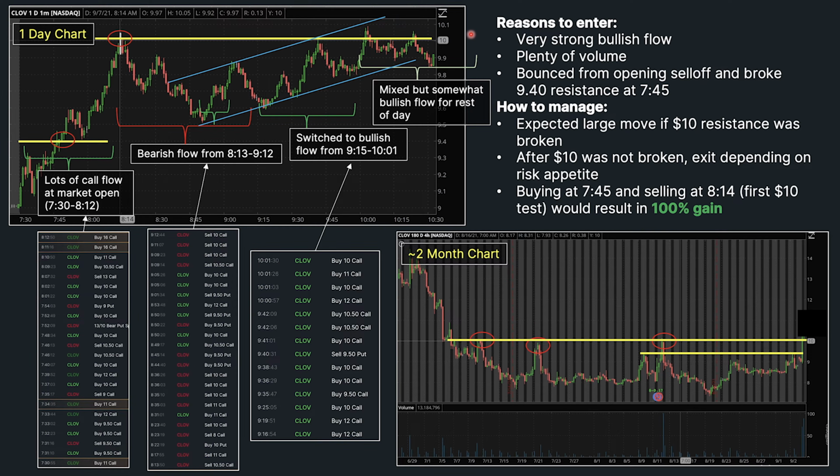It did start forming this channel here with some more bullish flow, getting higher highs here, and it tested $10 3 more times. I think right here, when it tested $10 the first time and then went down a bit, that would be a good chance to sell. You could wait it out and see what would happen if it tried to get it more times.